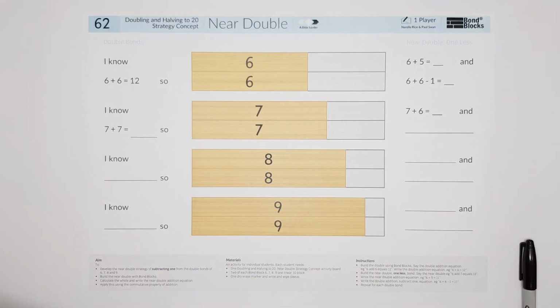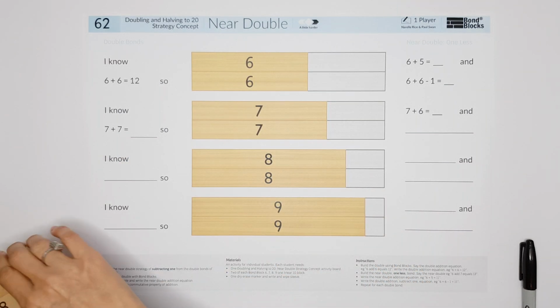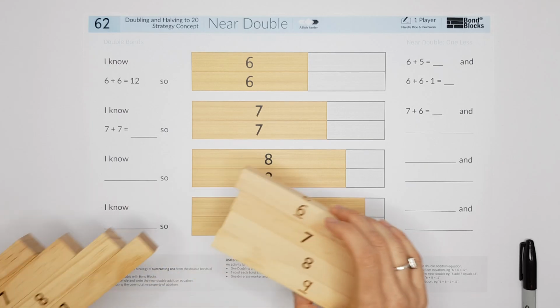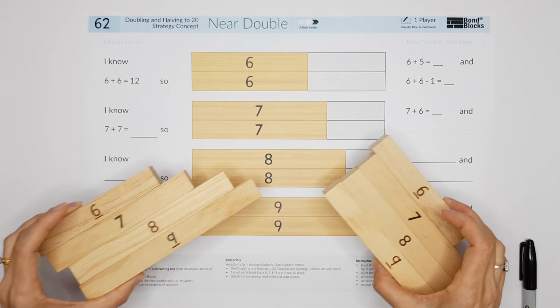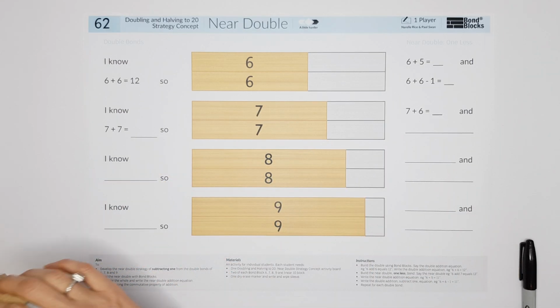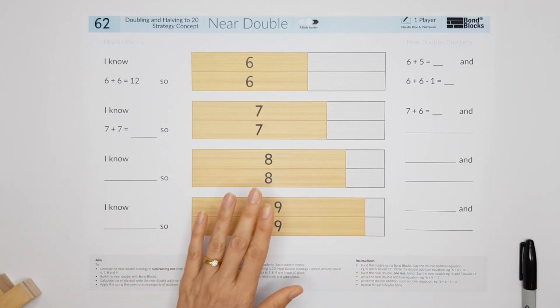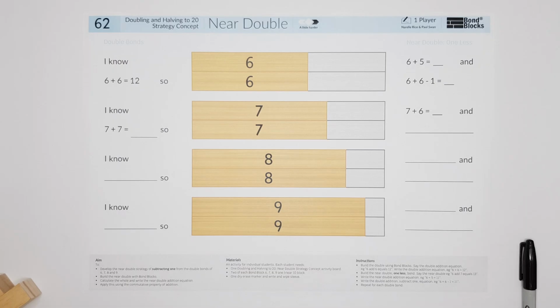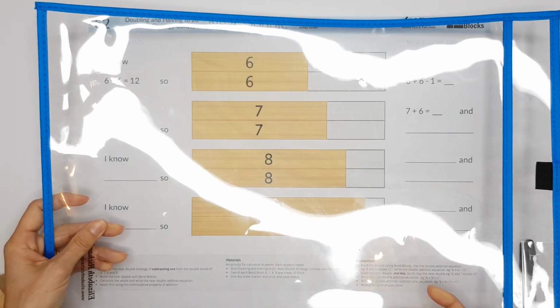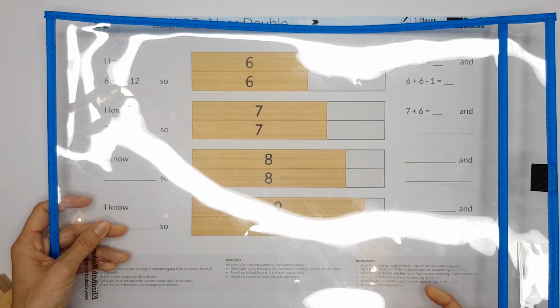To complete this activity, you need 2 of each block from 6 to 9, and you also need 1 5 block. If you have purchased original boards, please make sure that you place them in a write and wipe sleeve.